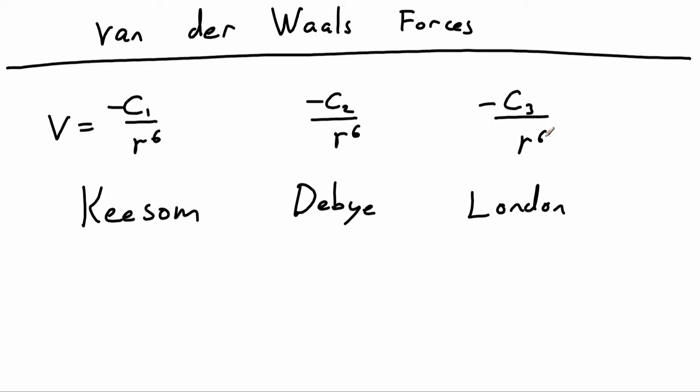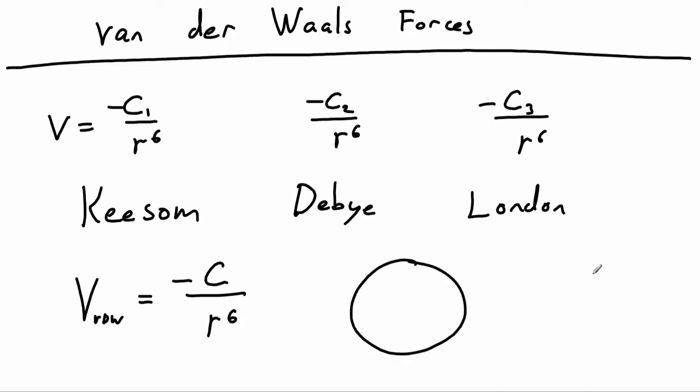And because they all have this form, we can add them together and say that in general there's an attractive potential, the van der Waals potential, that is equal to some constant divided by r to the 6th. Now, how does this play out when we start to look at things bigger than molecules? What if we have two colloidal particles, each made up of trillions and trillions of atoms? How do we figure out the attraction between them?